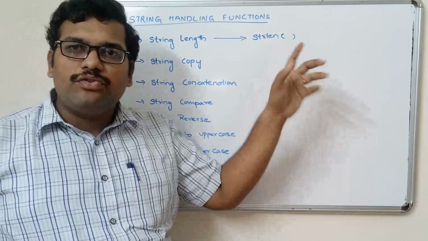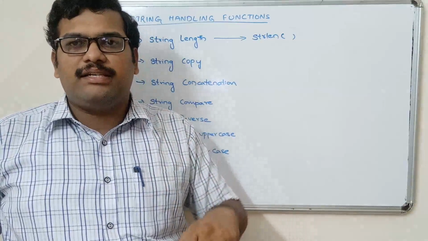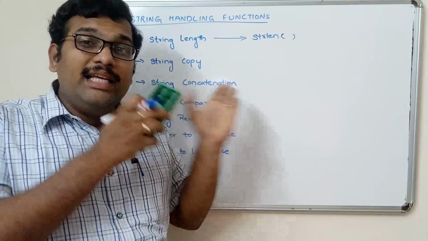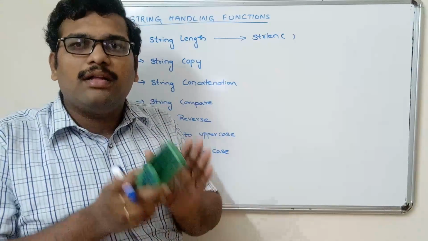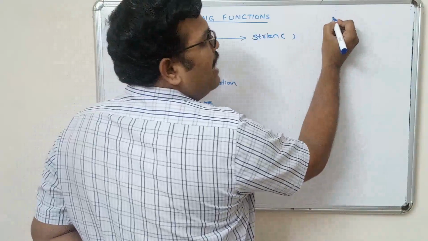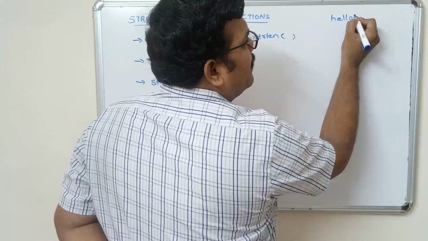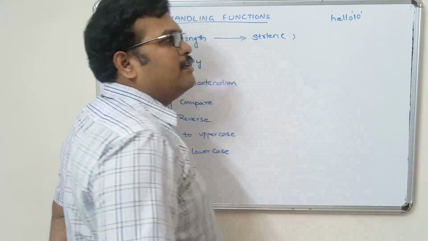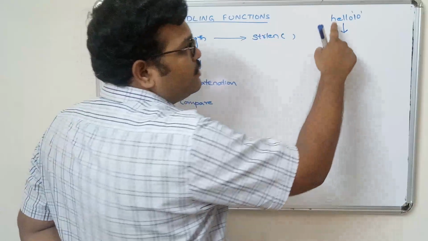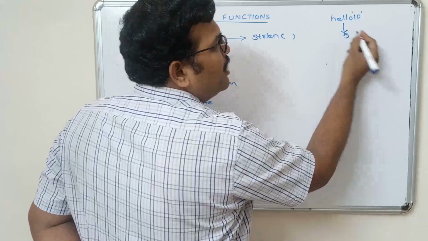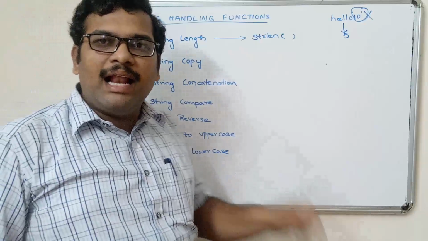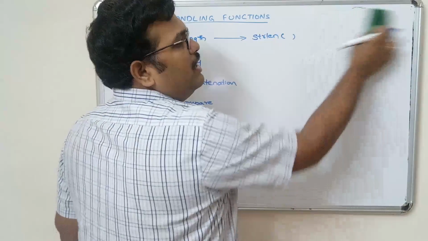So this function is used to get the length of the string, that means how many characters are there in the string. This function will exclude the null character. So if our string is having hello and the last character is the null character, the string length function will give the answer as 1, 2, 3, 4, 5, only 5. So it excludes this null character. It doesn't count the null character. It only counts all the characters.